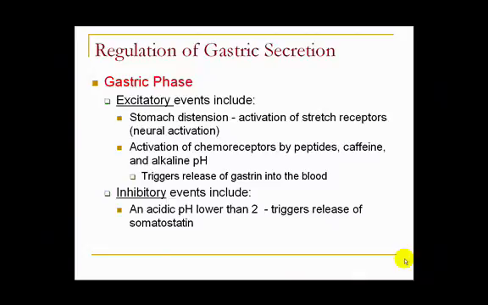Now, the only thing that's going to inhibit gastric secretions once food enters the stomach is if this acidity gets too low. So if your pH gets really low and very acidic, you're going to want to inhibit hydrochloric acid secretion. So if the pH gets lower than 2, that will trigger the release of somatostatin from the D cells. And remember, the somatostatin will then go and inhibit gastrin secretion and inhibit parietal cells and ECL cells.